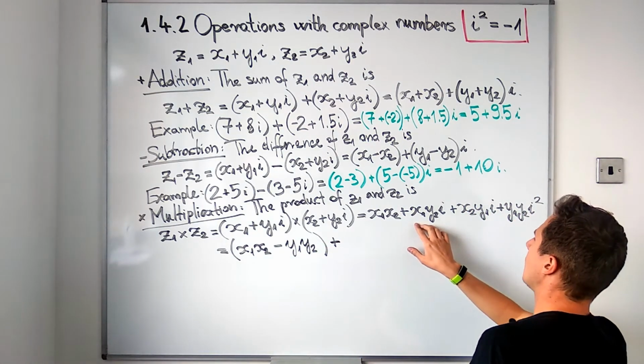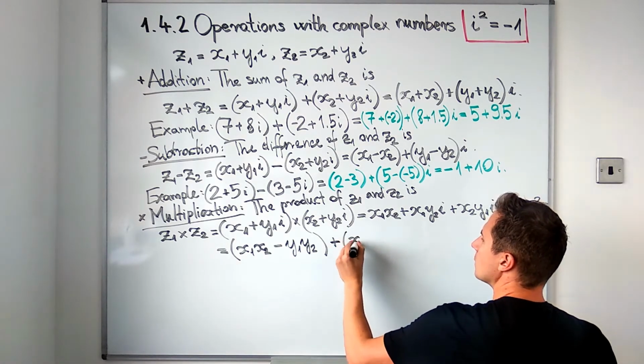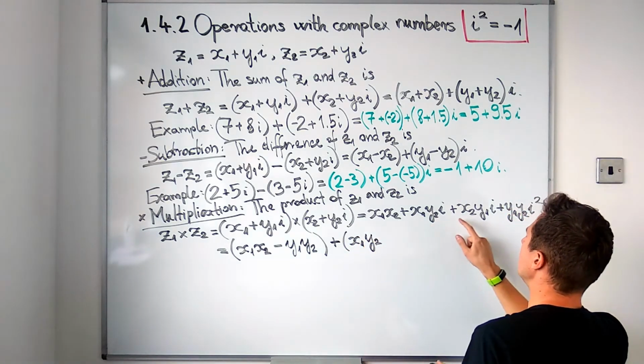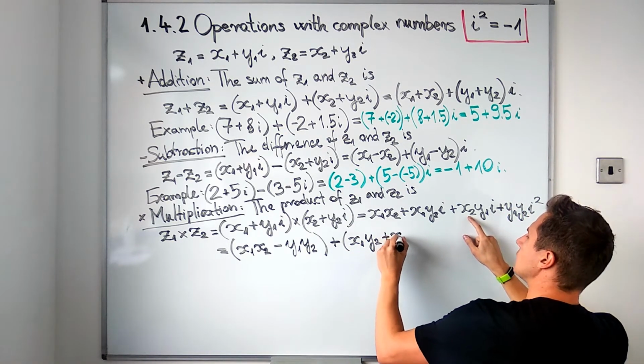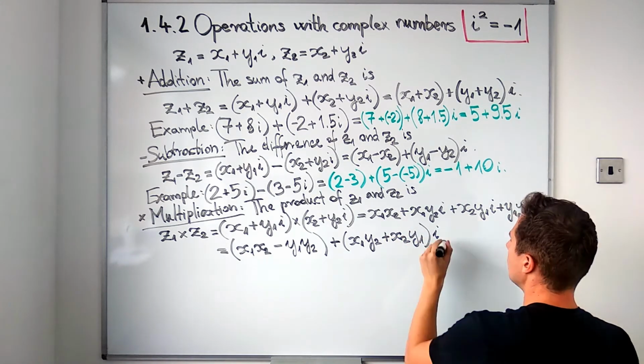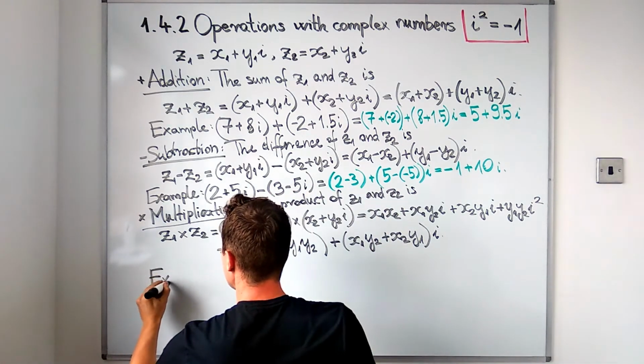And the imaginary part will consist of the sum of factors multiplying i. So one such factor is x1 times y2, and the other factor is x2 times y1, and these multiply i. So this is the product of two complex numbers, and let me give you an example.